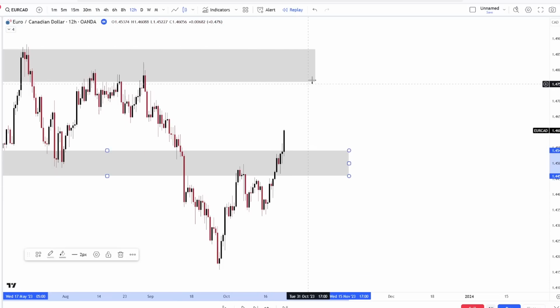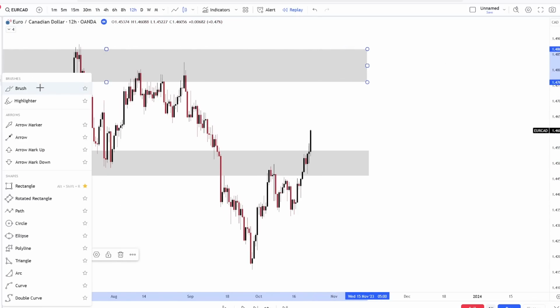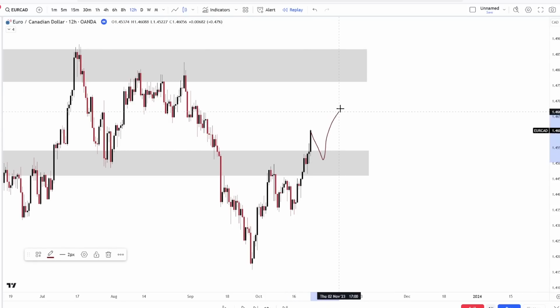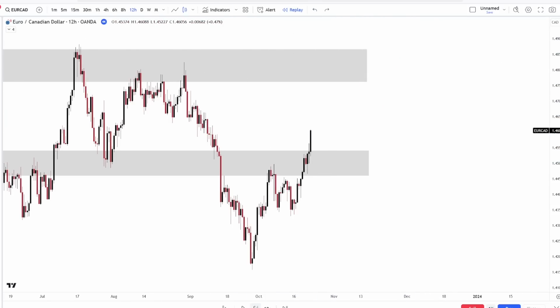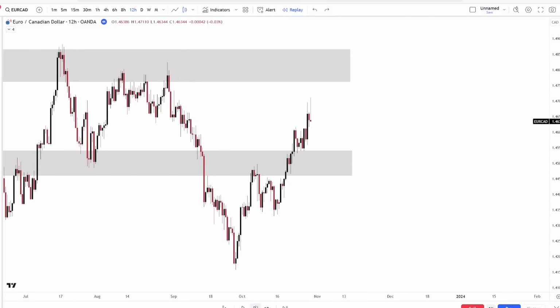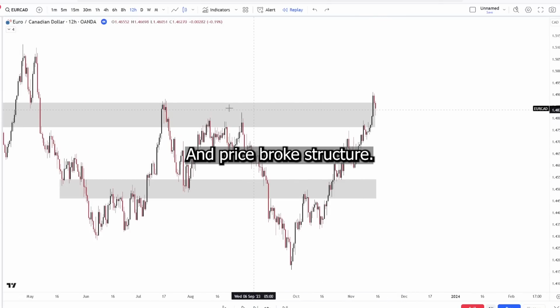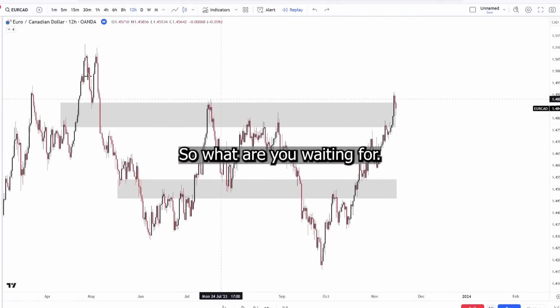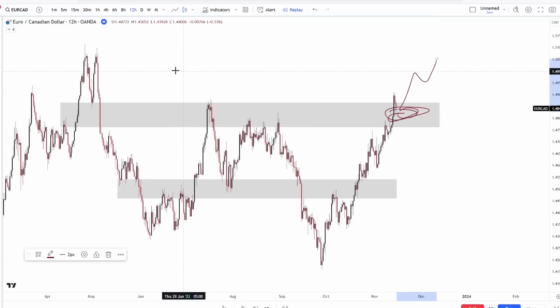So now price broke this level. Where's our next rejection zone? Right here. So you could be anticipating something like this, a rejection here, and for price to continue bullish. Let's see. You had your rejection, and price broke structure. So what are you waiting for? You're waiting for price now to reject from this area inside of your rejection zone and to continue higher and possibly target this area.